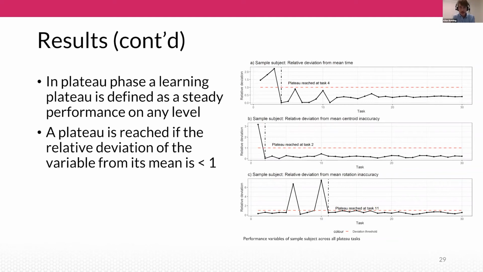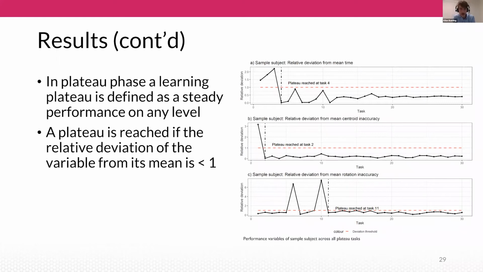In plot A, we see the relative deviation from the mean time for all the 30 plateau tasks that are on the x-axis. And we see that there's a high deviation from the mean in the beginning, but at task 4 and after task 4, the deviation starts to stabilize. So the plateau is reached at task 4.